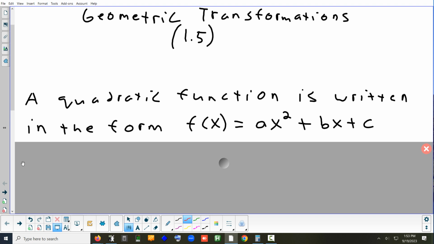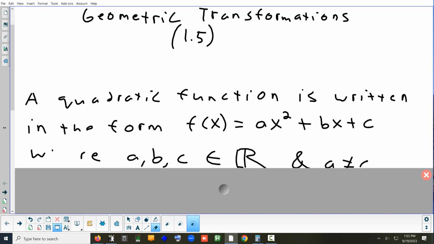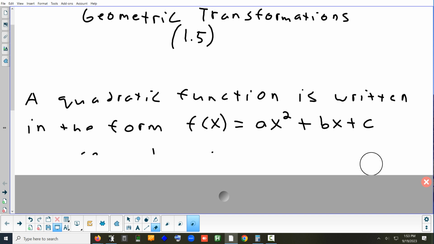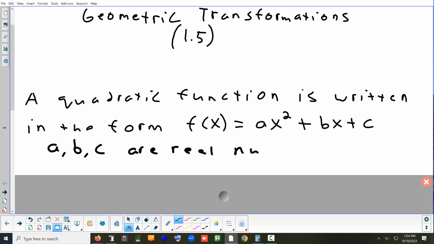So in general, a quadratic function looks like ax squared plus bx plus c. And those a's, b's, and c's can be any number that you want, except a can't be 0. Let me write that down. So a, b, and c can be any real number: positive, negative, fraction, or decimal. But a can't be 0.